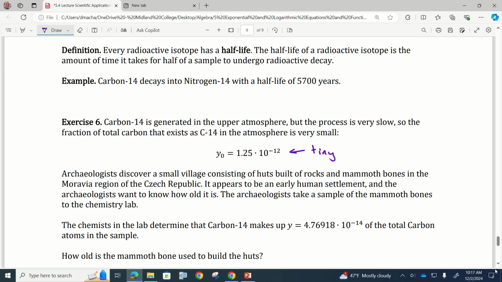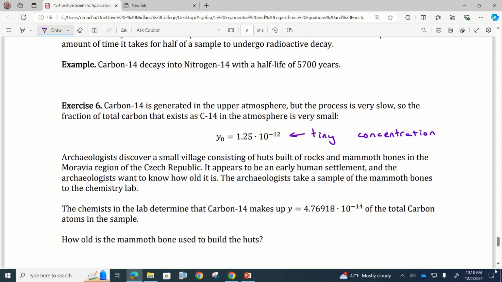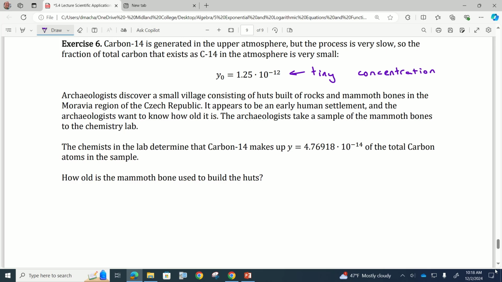This is a tiny concentration. I can tell this is a tiny number because it's 10 to the negative 12 power. 10 to the negative 12 is like 1 divided by 10 to the 12 power, which is 1 divided by a trillion. It's 1 in a trillion, or 1.25 in a trillion parts. Very tiny concentration of carbon-14. That's what it is in the atmosphere.